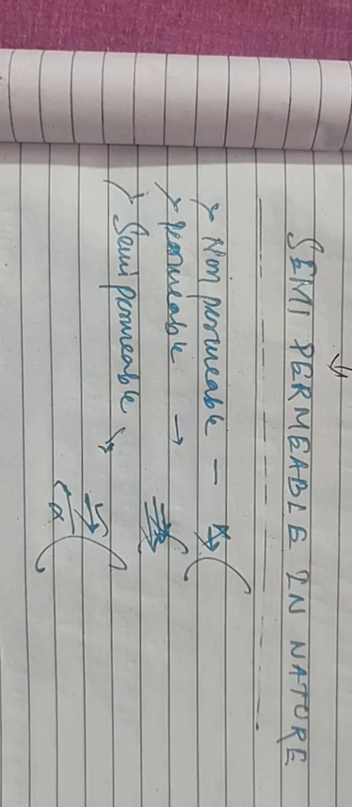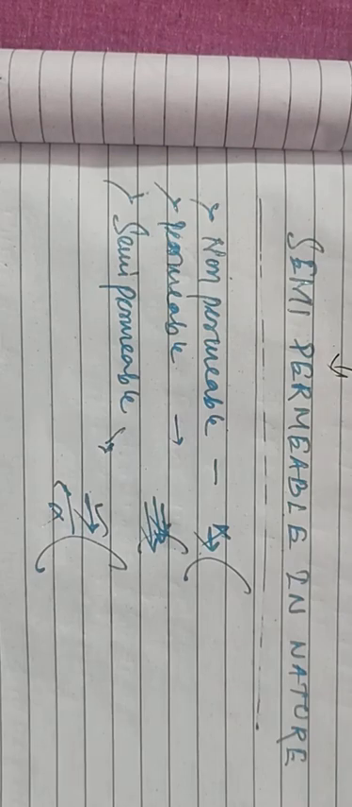There are two processes, diffusion and osmosis. The movement of solutes, minerals, molecules from higher concentration to lower concentration is considered diffusion. And in osmosis the same thing happens, but with the presence of a semi permeable membrane.